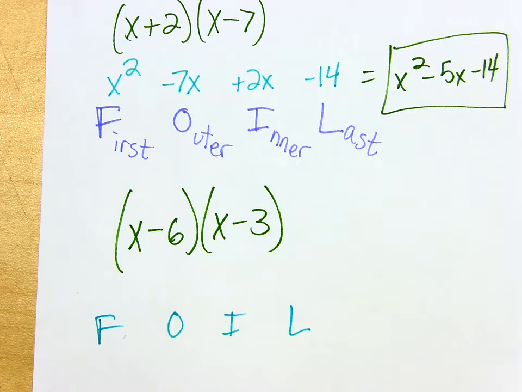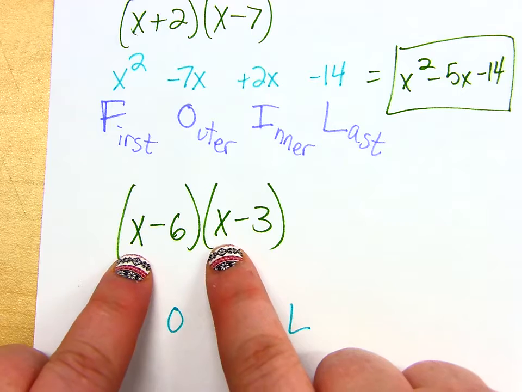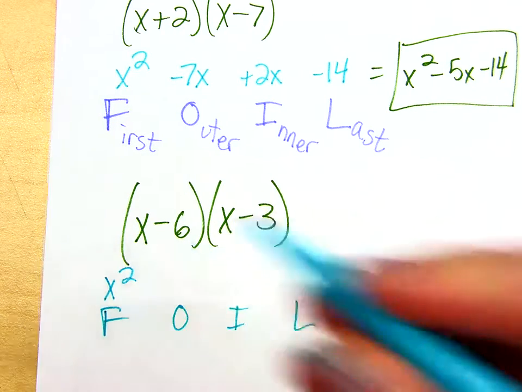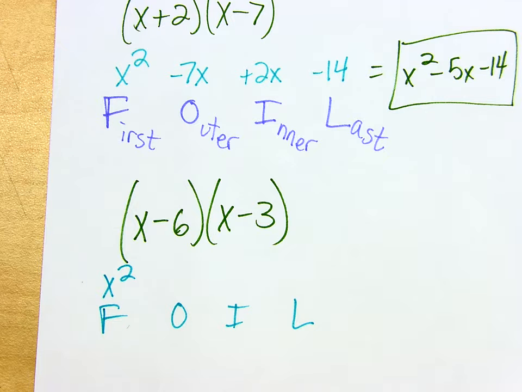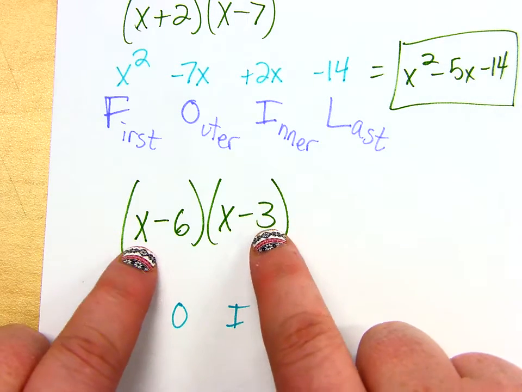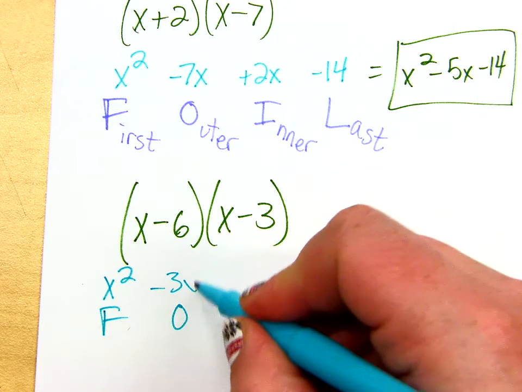Allie? X squared. Yes, the two first terms are x and x. X times x is x squared. Oh, the two outer terms. When you multiply those together, Kaylee D, what do I get? Correct, the two outer terms are x and negative 3, so that'd be a negative 3x.